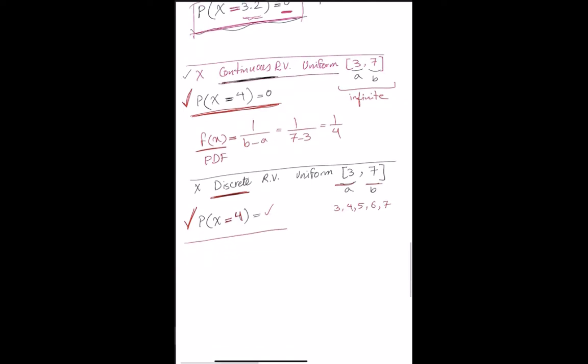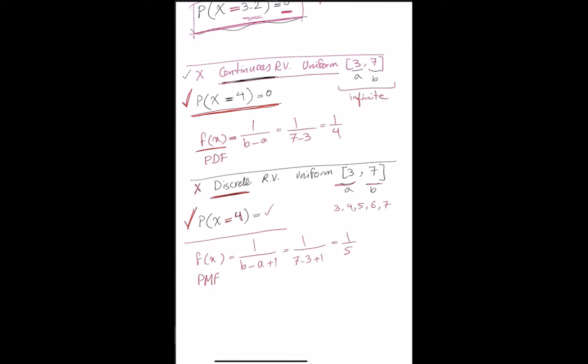However, in the scenario when x is a discrete random variable, what is the probability mass function? f of x equals 1 over b minus a plus 1. So this is going to be 1 over 7 minus 3 plus 1. That's 1 over 5. Okay?